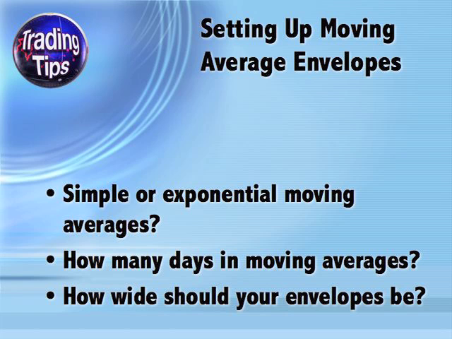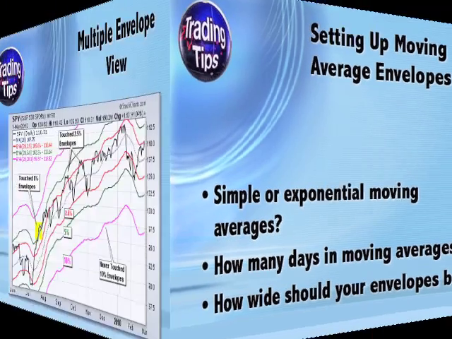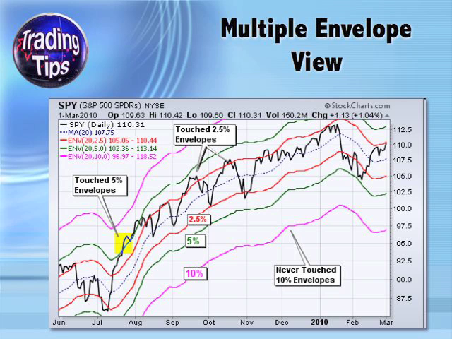Finally, the trickiest of the three questions. How wide should your envelopes be? For the answer, let's skip to the next slide. Bollinger Bands and Keltner channels each have automatic offsets for the volatility of a stock, but moving average envelopes do not. This makes using them a little trickier. Bollinger Bands use standard deviation to set channel width, and Keltner channels use average true range. But you have to select your own channel width with moving average envelopes, and the best way to do this is by using some historical backtesting.